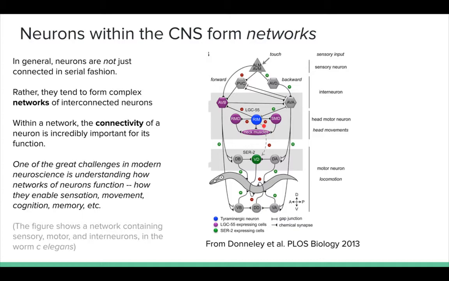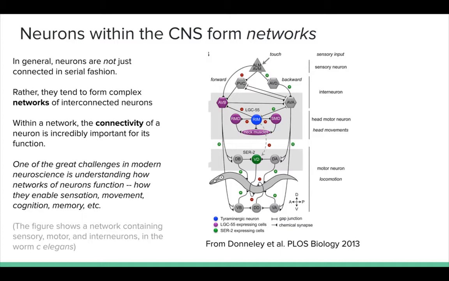But because that connectivity can be so dense and so complex, it can be very hard to know what neurons do, the role that they serve within a network. And this is, in fact, one of the great challenges in modern neuroscience: trying to pick apart the circuitry within the central nervous system and understand how that connectivity between neurons gives them their function and makes them do what they do, whatever role it is that they play, whether it's aiding with sensation or guiding movement or cognition or memory or something like that.